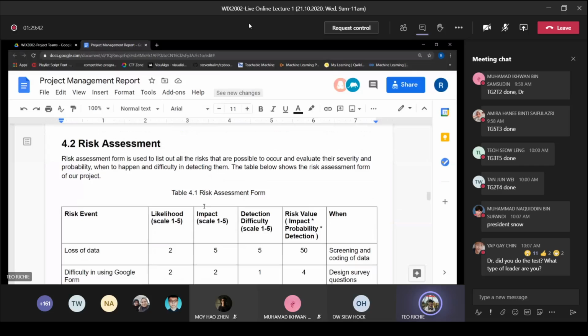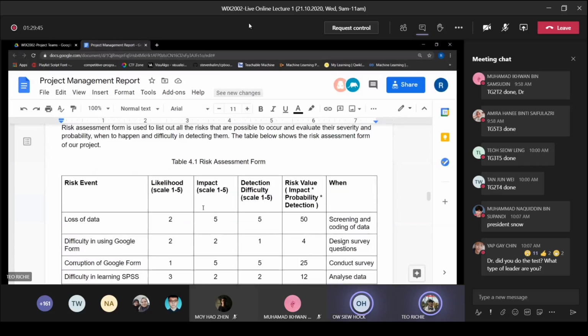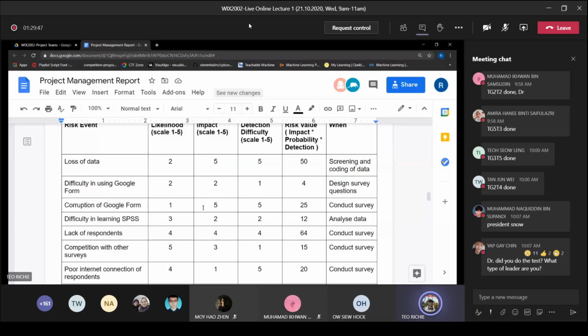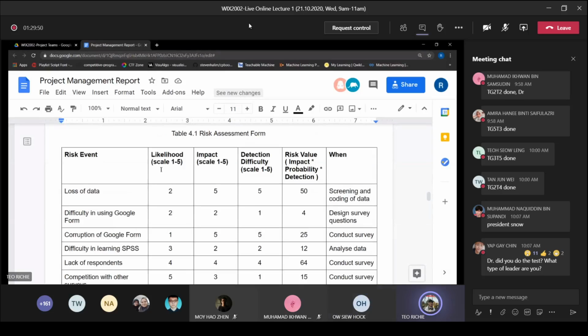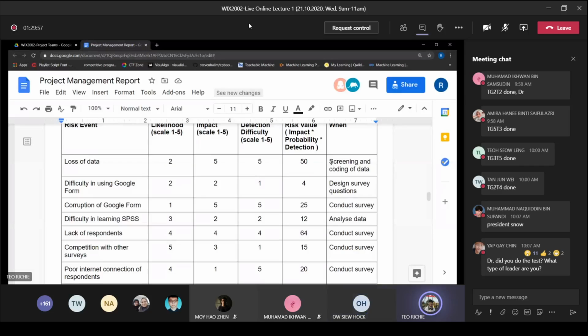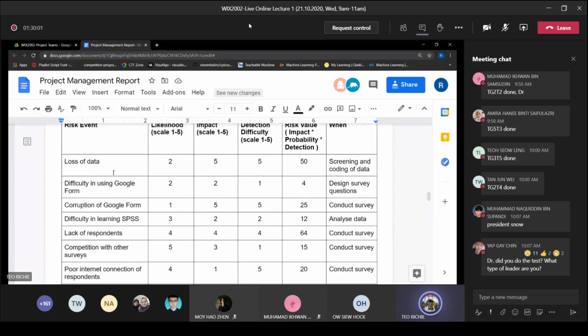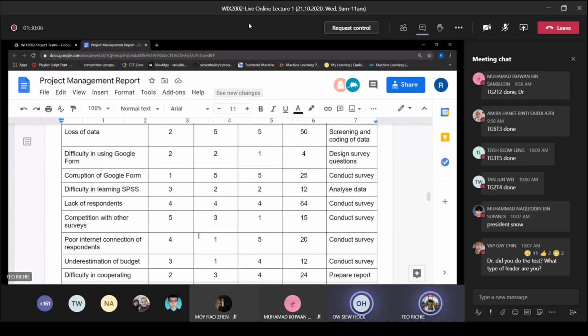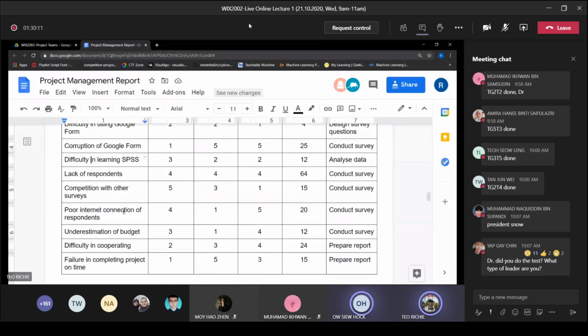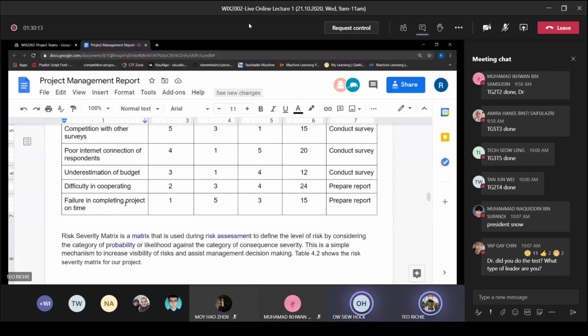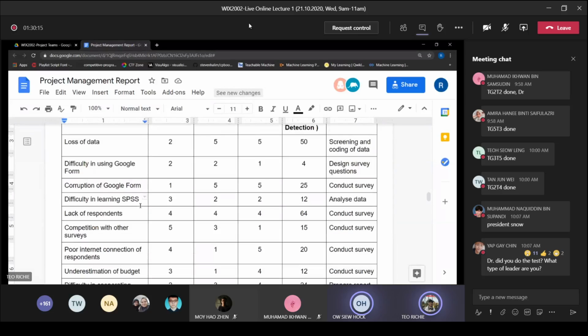It would be the risk assessment form. Yeah. Okay. So we use a Likert scale for the three main columns, like the likelihood, impact, and detection difficulty. So we base our things on these few risks that we have. Yeah. So you have to take back whatever was mentioned in the risk breakdown structure just now and list it down there. You have to update accordingly. Yeah. Okay. Then you just give the rating. Yes, correct.